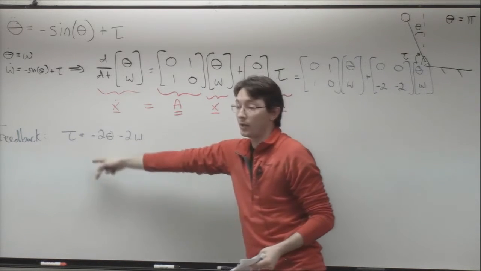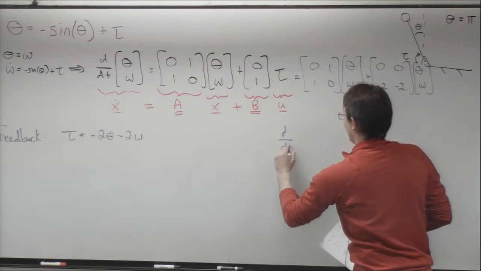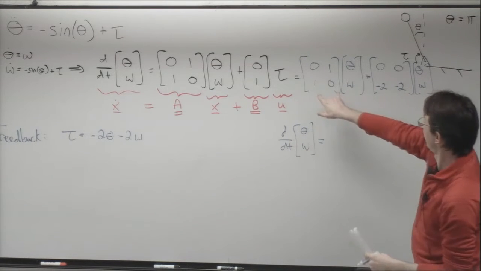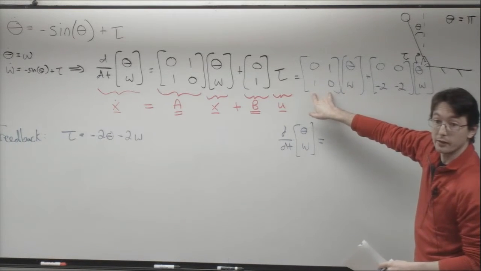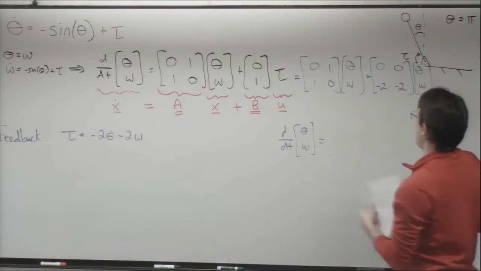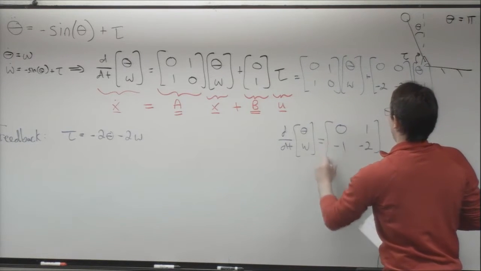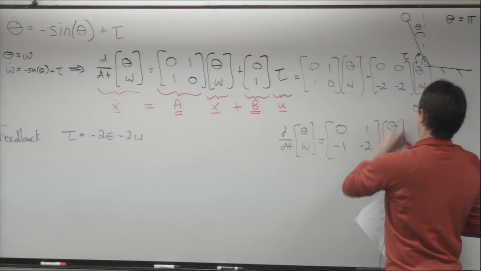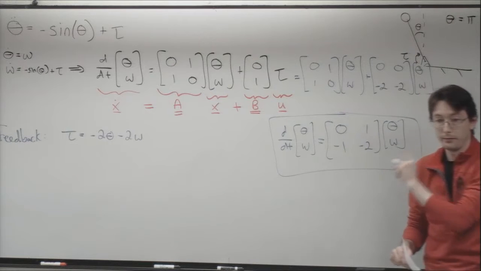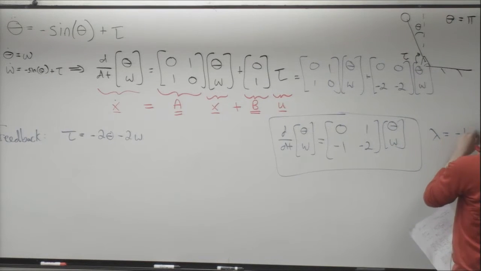But when we plug this in, we can write this whole equation d/dt of theta, omega equals the unforced component plus the feedback that I get from this forcing tau. So that's 0, 1, minus 2 times theta, omega. So these are the linear dynamics for the system with control. And you can check that these eigenvalues are actually stable. They're both minus 1.